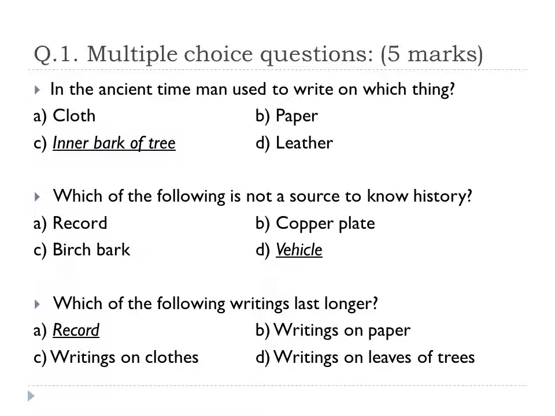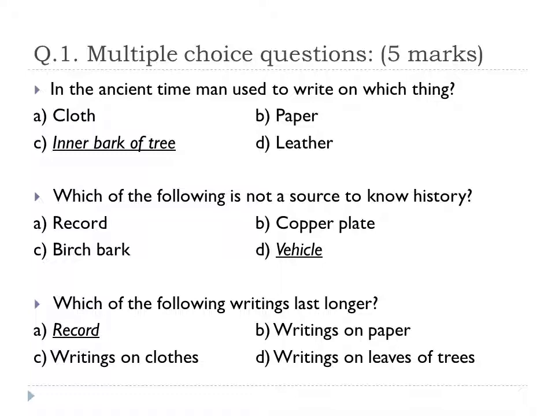Question 1 will be multiple choice questions for 5 marks. They are really easy. Even if you guess, you will get the correct answer. First one is, in the ancient time, man used to write on which thing? What material they used to write? A. Cloth. B. Paper. C. Inner bark of tree. D. Leather.